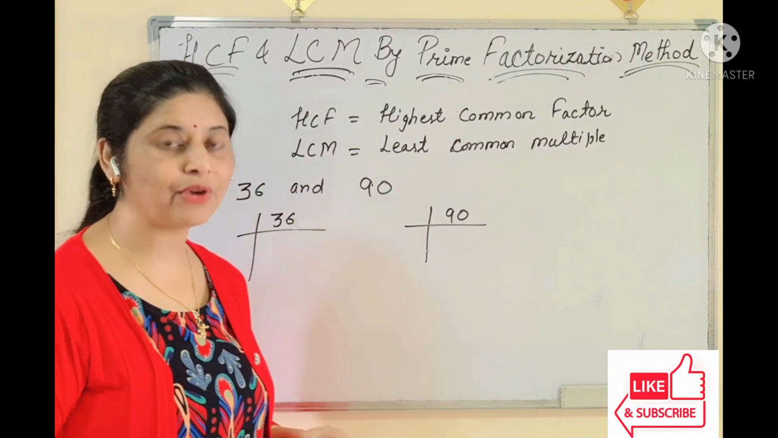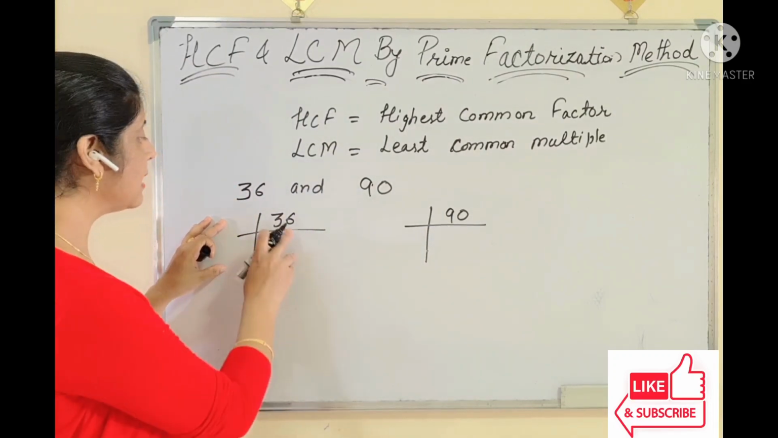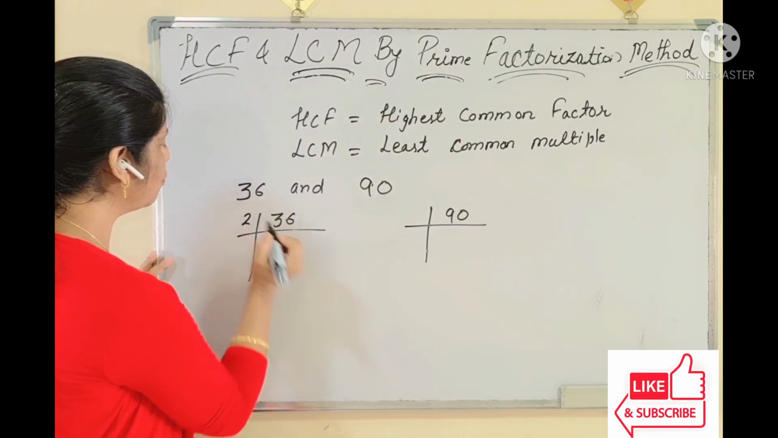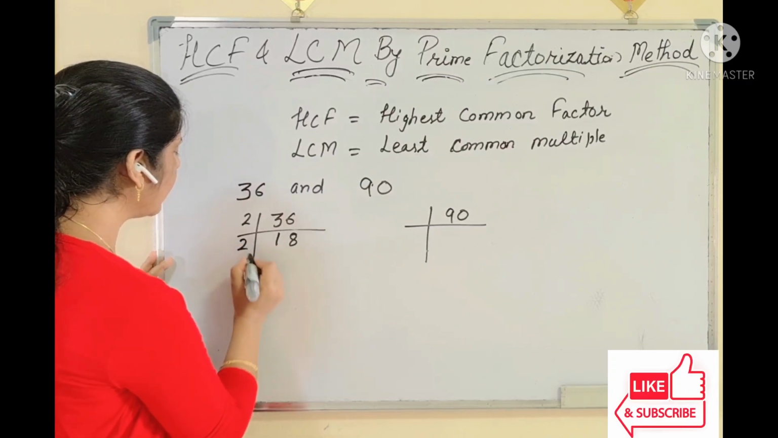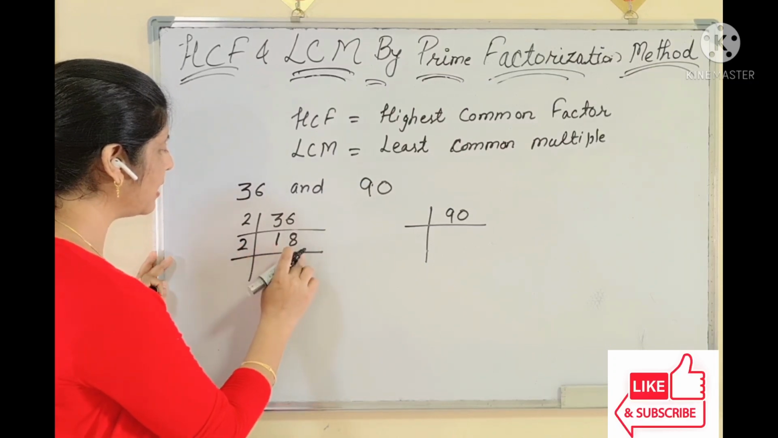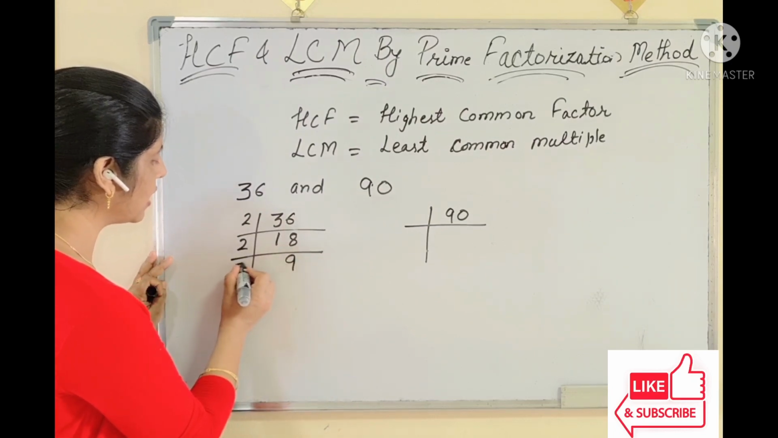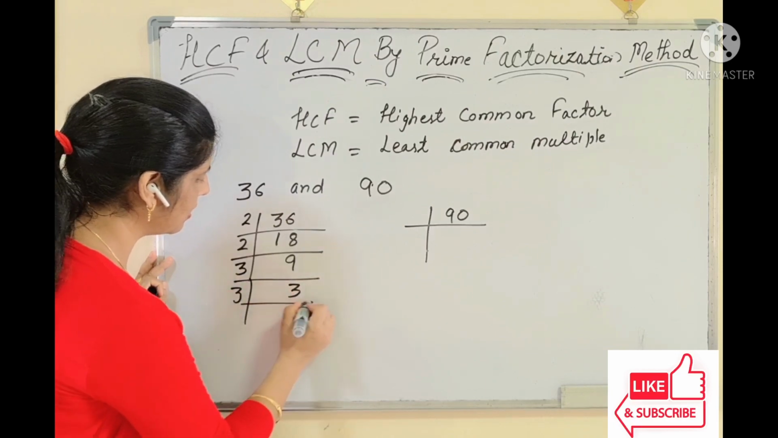To find the prime factors of 36, we will divide it by prime numbers. 36 is an even number, so it will be divisible by 2 first. 2 ones are 2, 2 8s are 16. Again 18 is an even number, so we will divide it by 2. 2 9s are 18. Now 9 comes in the table of 3. 3 3s are 9. Again 3 ones are 3.